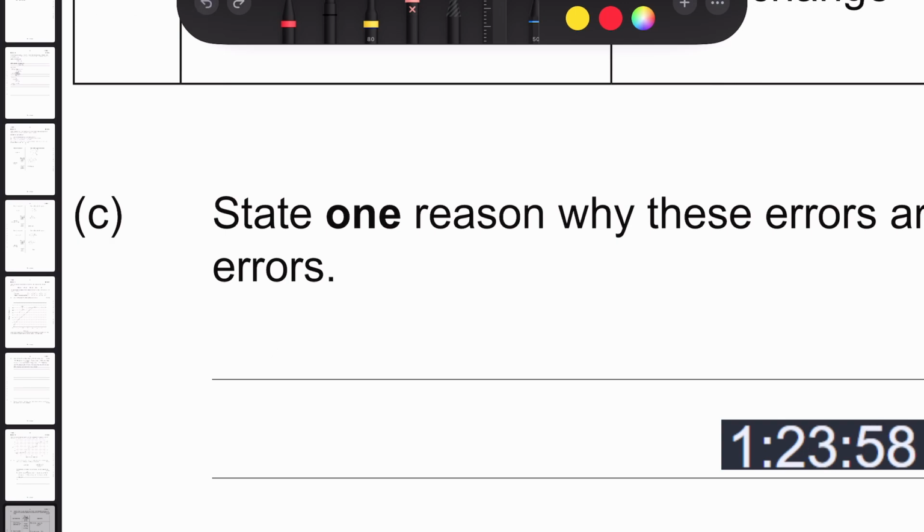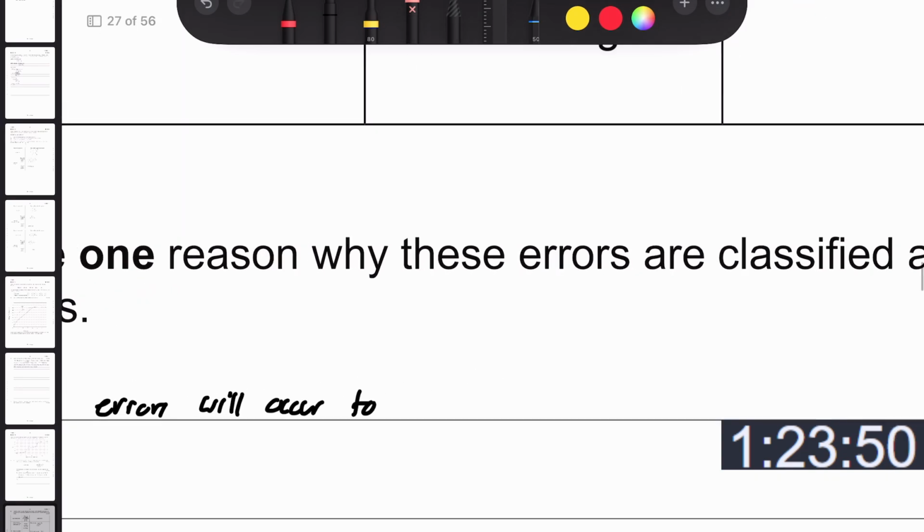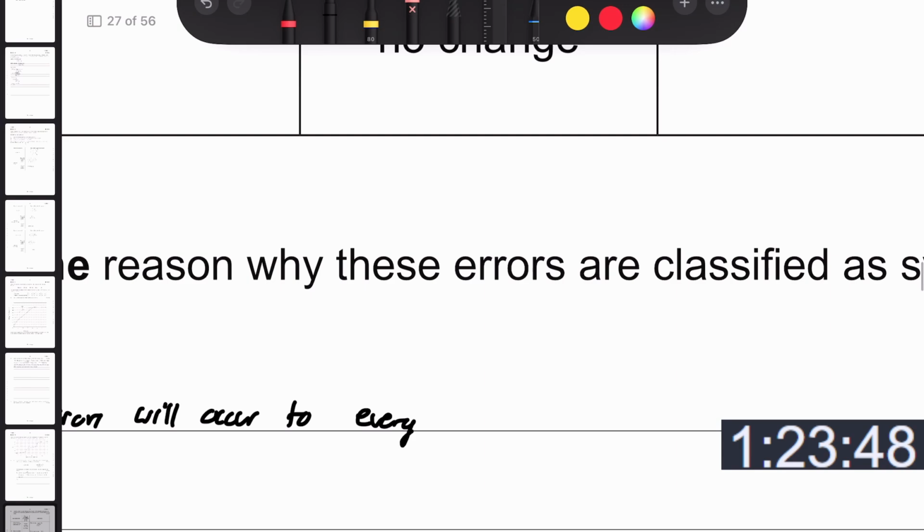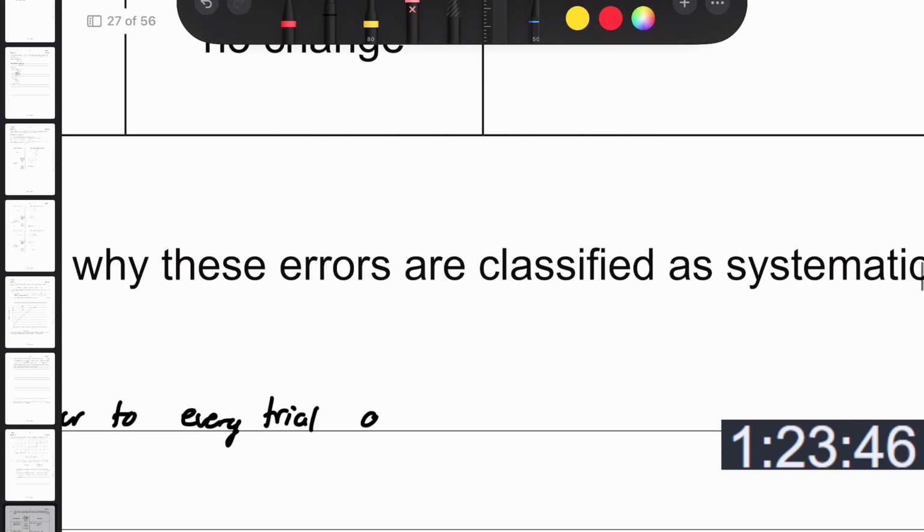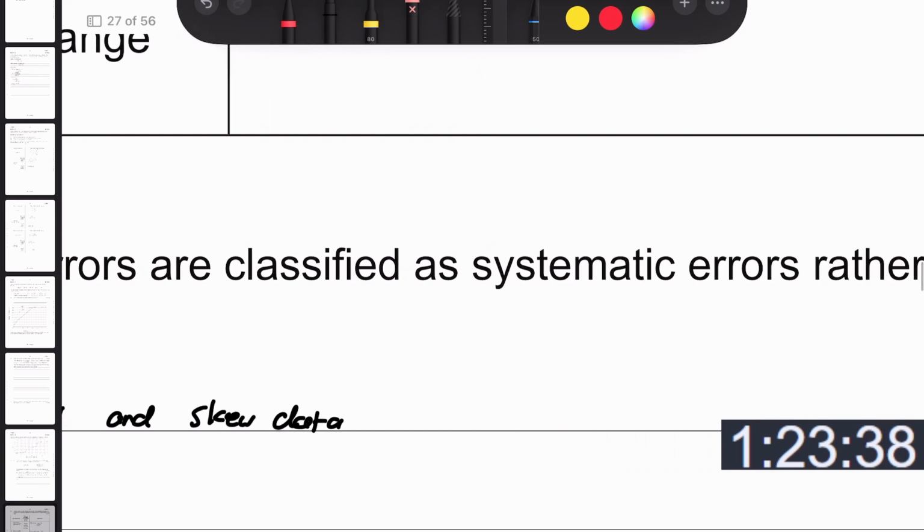These errors will occur in every trial and skew data in one consistent direction.